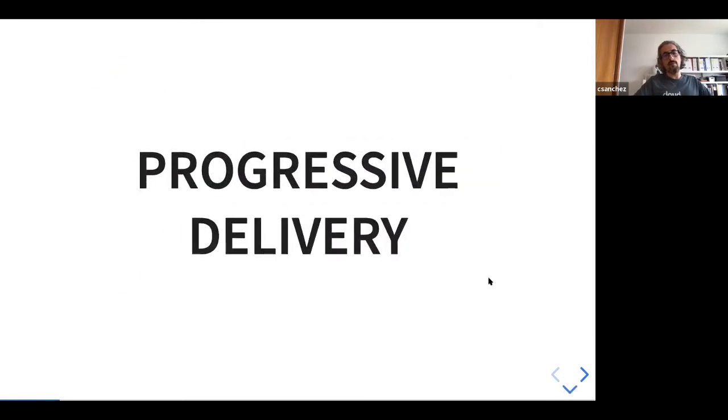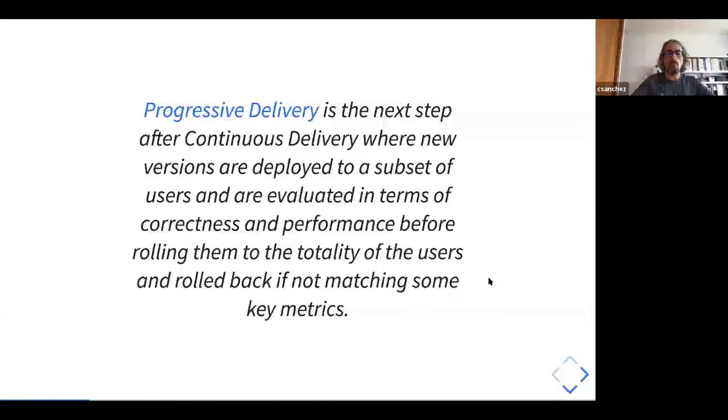So progressive delivery, what it is, it's kind of a new name that is becoming more and more used. The definition I have here is that progressive delivery is the next step after continuous delivery, where new versions are deployed to a subset of users and are evaluated in terms of correctness and performance before rolling them out to the totality of users, and rolled back if not matching some metrics.